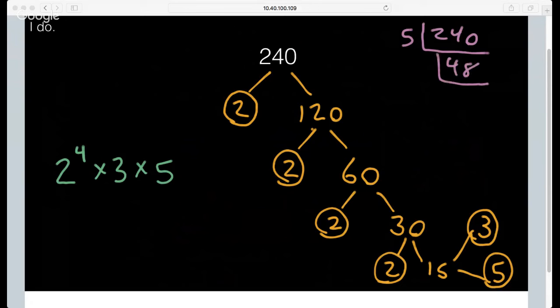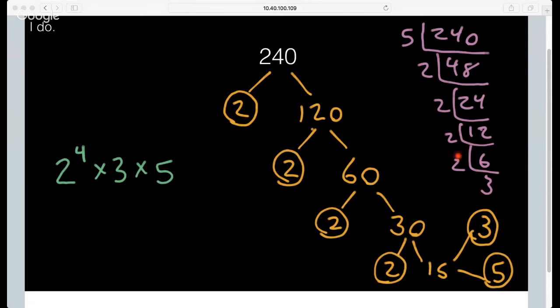Can we take out any prime numbers from 48 apart from 1? Yeah, we can. We can take out at least a 2. When we take out a 2, we'll be left with 24. Take out another 2 from there, and I'm left with 12. Take out another 2, and I'm left with 6. Take out another 2, and I'm left with 3. And we're left with only prime numbers, 5, 2, and 3.